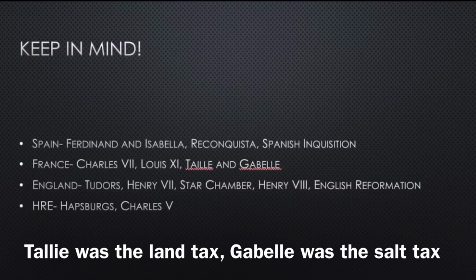A lot of what he did was he established a standing army, partially for the 100 Years' War. He made the taille and the gabelle, and those are the two taxes. So taille is the land tax, gabelle is the salt tax. And this was the French government's main form of income until the French Revolution. Then Charles VII also largely limited the power of dukes and nobles, something Louis XI would continue to do.